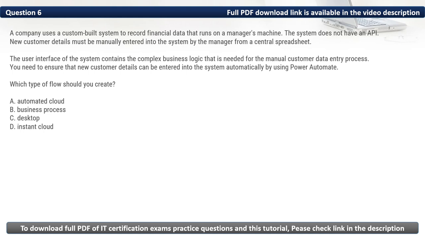Based on our question, let us first discuss the incorrect options. About A, it requires a cloud accessible API or connector which the system lacks. About B, guides users through steps but it does not automate UI interactions. About D, it triggers actions in cloud based workflows unsuitable for a desktop application without an API. Thus, the type of flow that we should create is desktop. As such, the correct option is C.